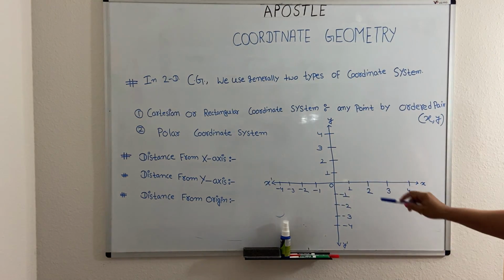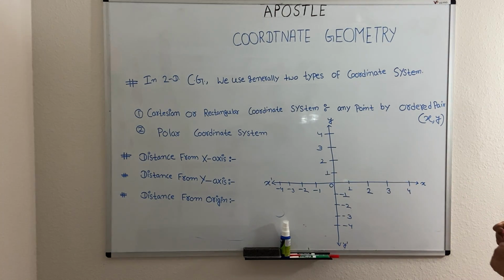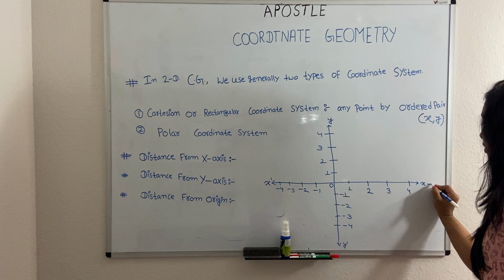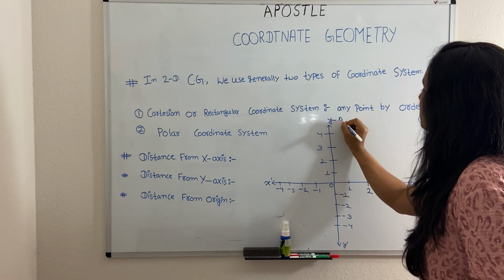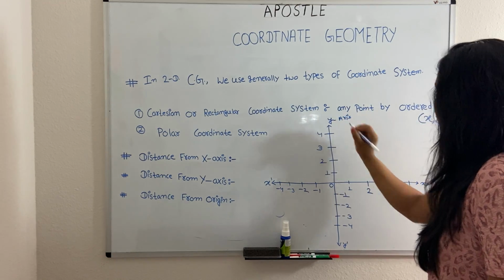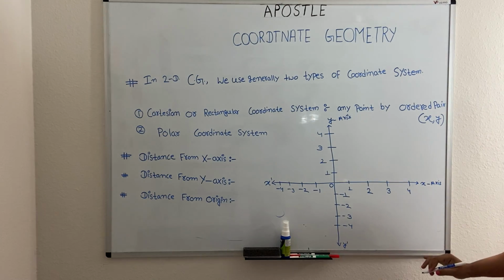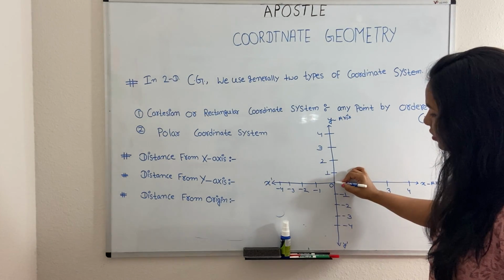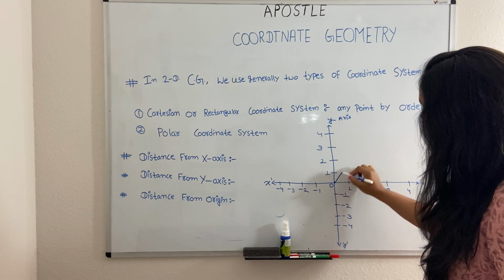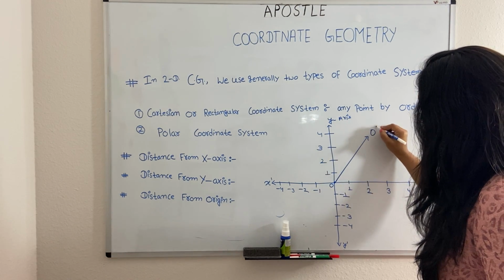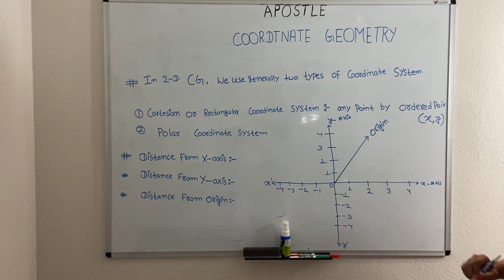first of all we draw one horizontal line that we call the x-axis, and one vertical line that we call the y-axis. This vertical line is known as the y-axis, and this horizontal line is known as the x-axis. And this point 0 is known as the origin. This is a really very important point, and we call 0 the origin.